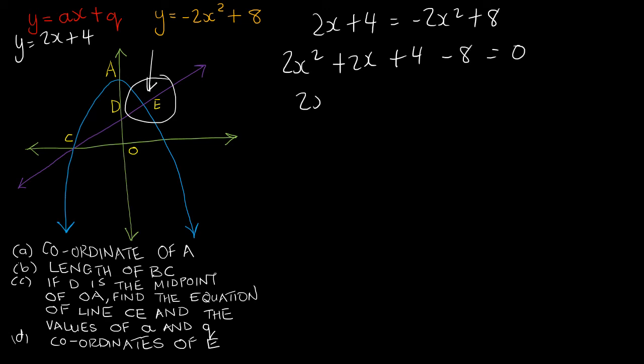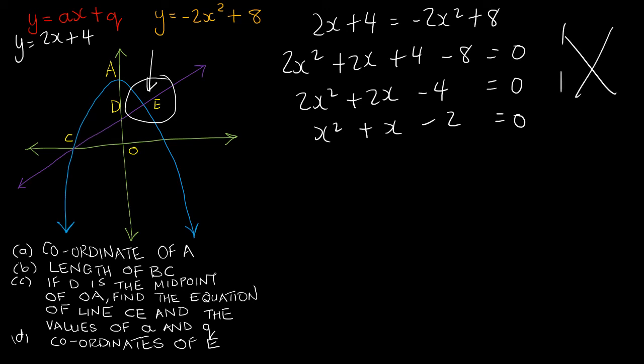So it becomes 2x squared plus 2x minus 4 is equal to 0. So we can get rid of the 2's, factorize, and we'll have x squared plus x minus 2 is equal to 0. So we use the cross method, which is 1 times 1 and 2 times 1. So this is 2 and this is 1. So this takes the plus, this takes the minus. So let's read our answers across.